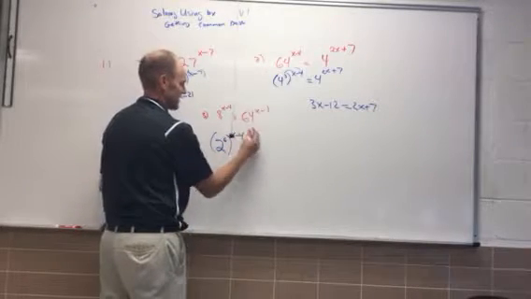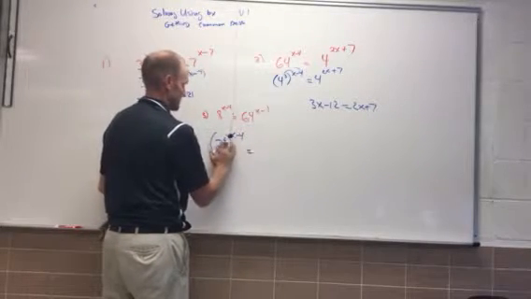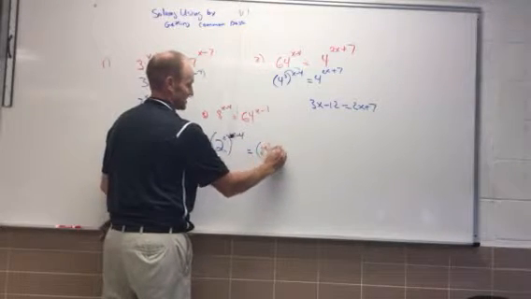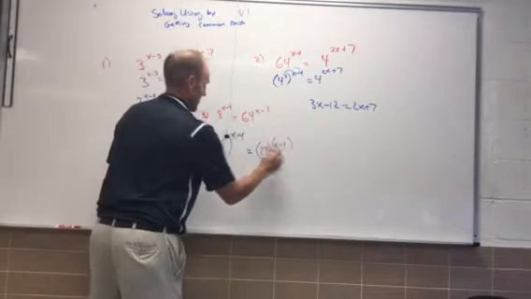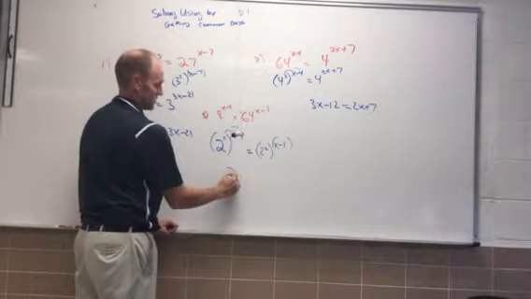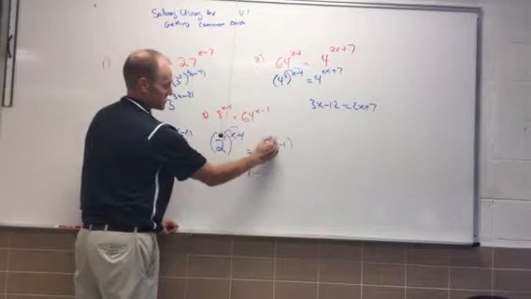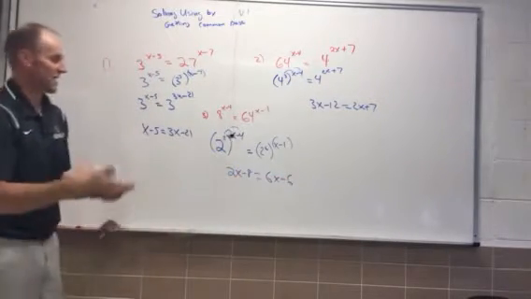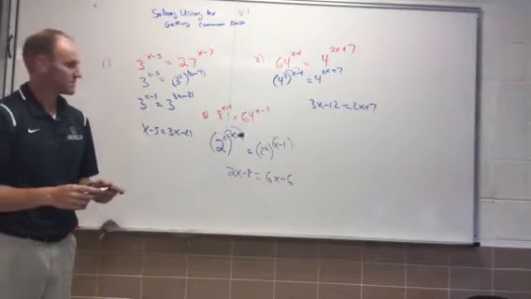So 64 would end up being what? This is 2 to the third. This one is 2 to the 6th. And now once again, I distribute 2x minus 8, distribute 6x minus 6, and I can solve this for x and figure out what the values would be.